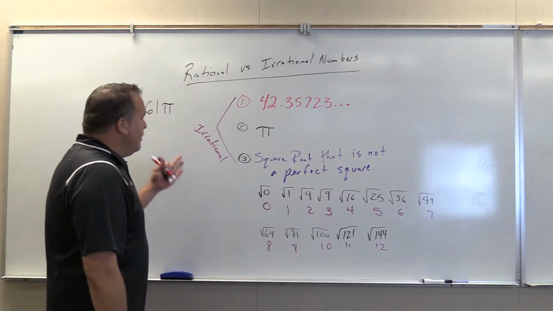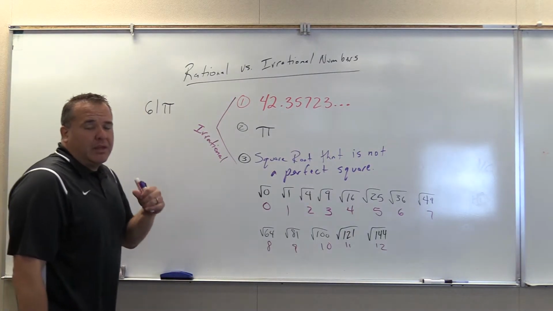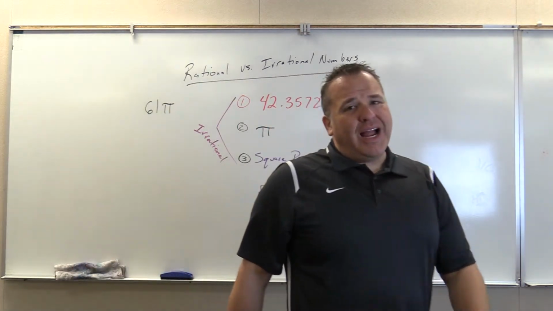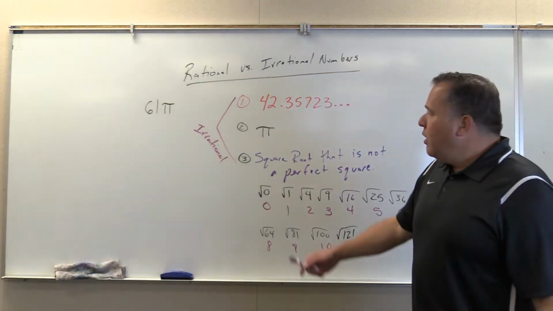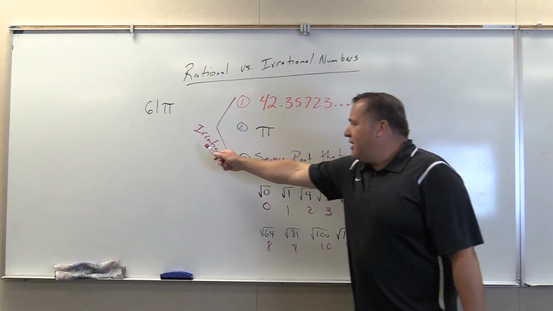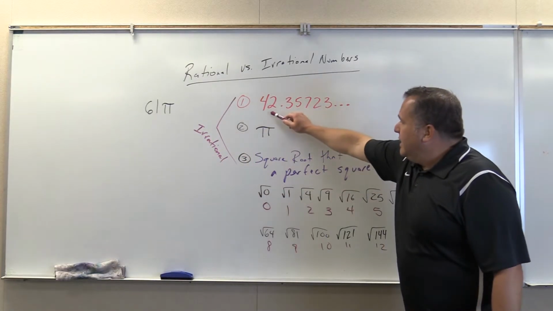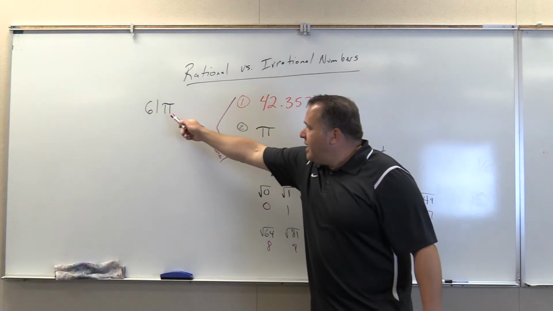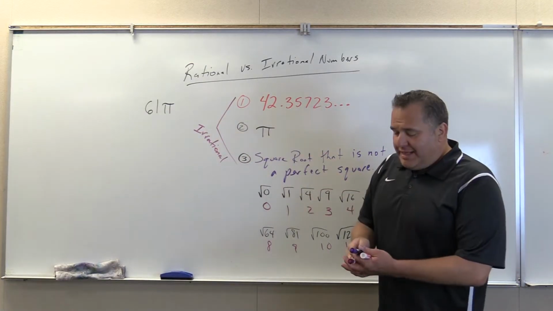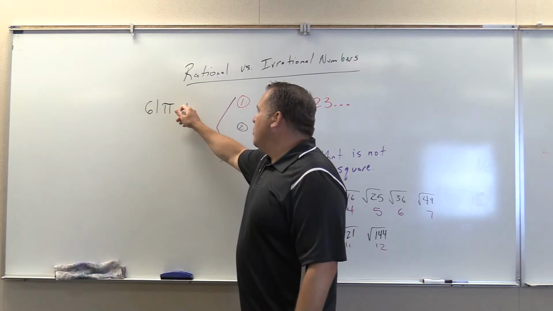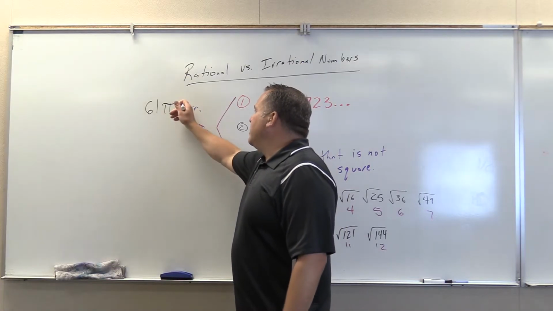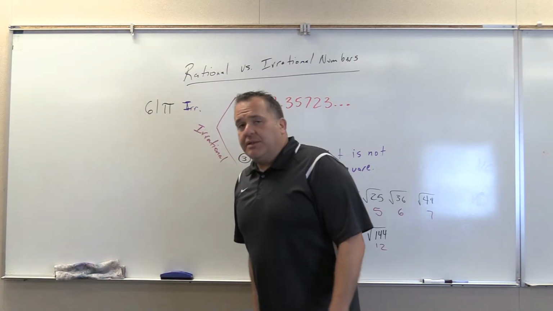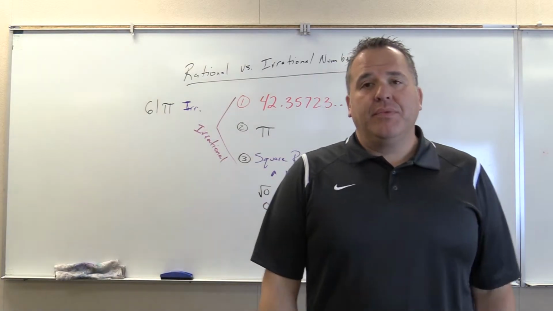All right? So take a look at this one here, 61 pi. Is 61 pi going to be rational or irrational? Well, if we look at what an irrational number is, it's a decimal that just keeps going, doesn't terminate. Pi, you see how you have pi in the problem right there? That means that this number right here is going to be irrational, okay? Because it has pi in it, okay?